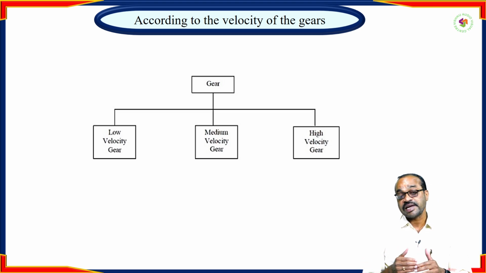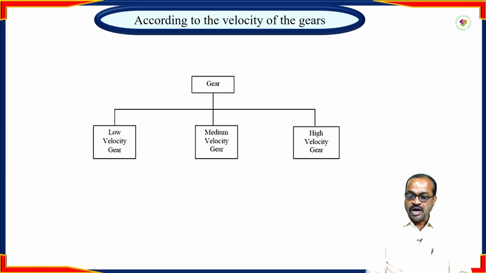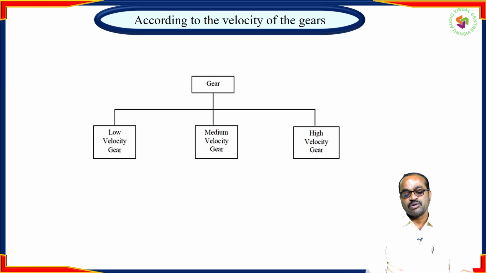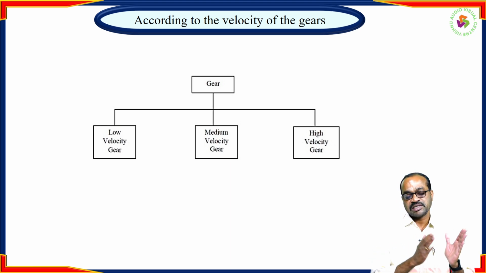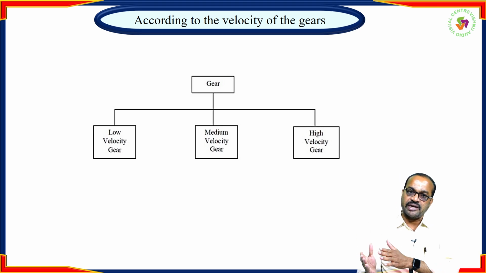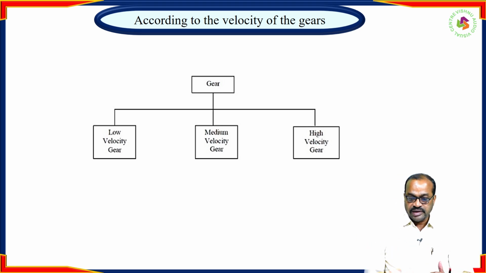Okay. Now the second classification is according to the velocity of the gears. Velocity in the sense nothing but speed. Based on the speed, the gears will be categorized. One is low velocity gears, medium velocity, and high velocity. These three have a range of velocity. Within this range, this is low, second medium, and high. Like that we have categorized the gears.